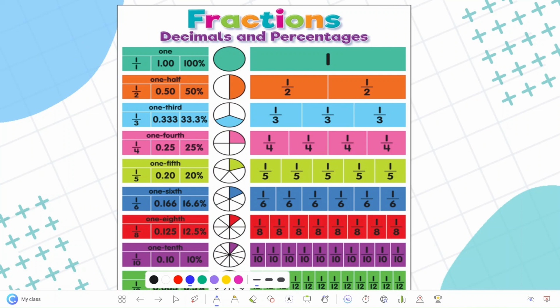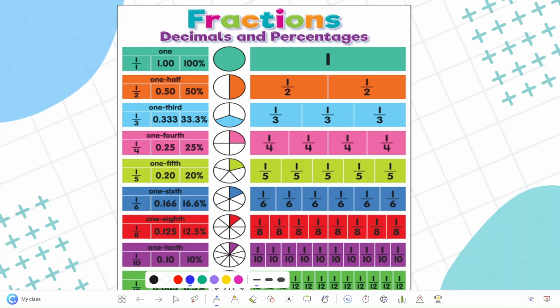pictograph ng conversion ng fraction to decimal. Okay? Fraction to decimal into percentage. So, dito po, sana makabisado nyo to. Ang 1 over 1 is simply 1, and this is equal to 100% when it comes to percentage. Ang 1/2 ay 0.5 sa decimal, 50% pagdating sa fraction, and so on.